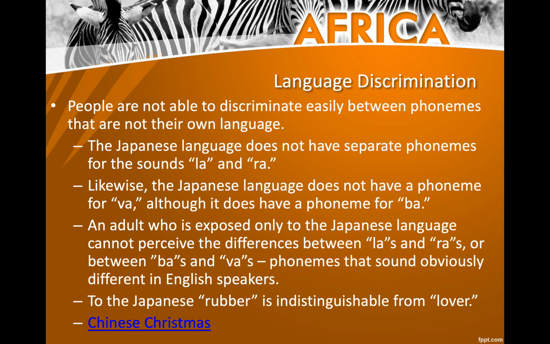The Japanese language does not have separate phonemes for the sounds la and ra. Likewise, the Japanese language does not have a phoneme for va, although it does have a phoneme for ba. An adult who is exposed only to the Japanese language cannot perceive the differences between las and ras or between bas and vas, phonemes that sound obviously different to English speakers. To the Japanese, rubber is indistinguishable from lover.